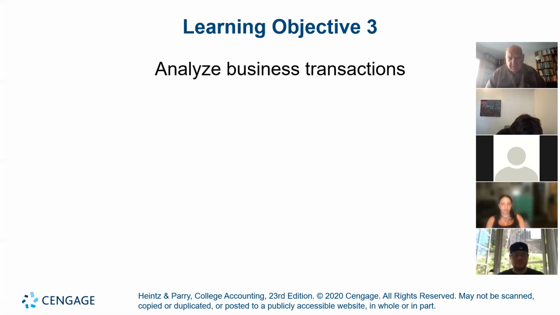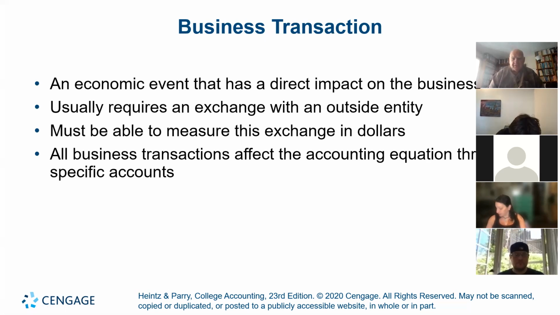Now we're going to look at a few transactions. What's a transaction? Well, they're calling it an economic event that affects the business. And it normally requires exchange with an outside entity. Not always, but a typical business transaction is with another company or another person. And we're going to measure in dollars, of course. And all these transactions affect the accounting equation through specific accounts.